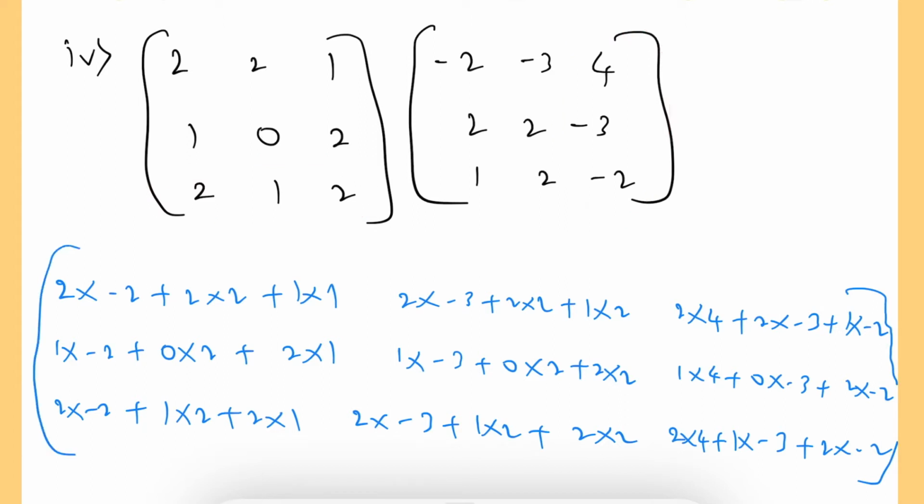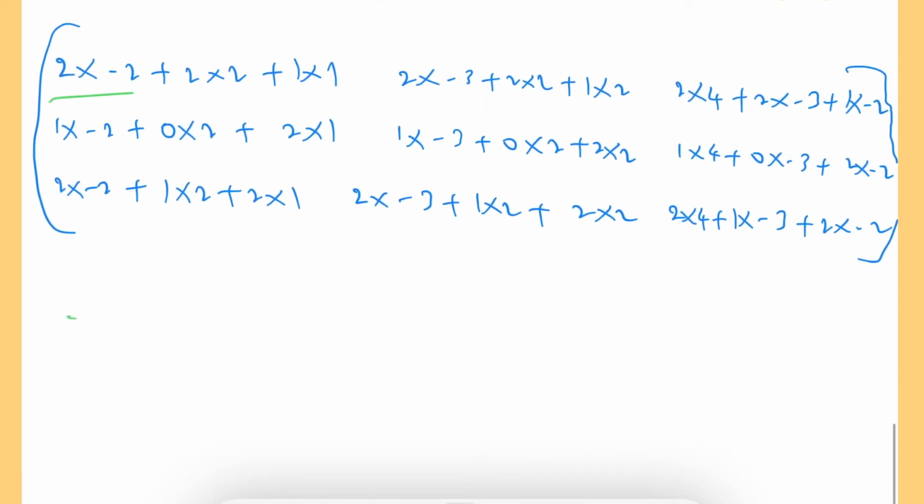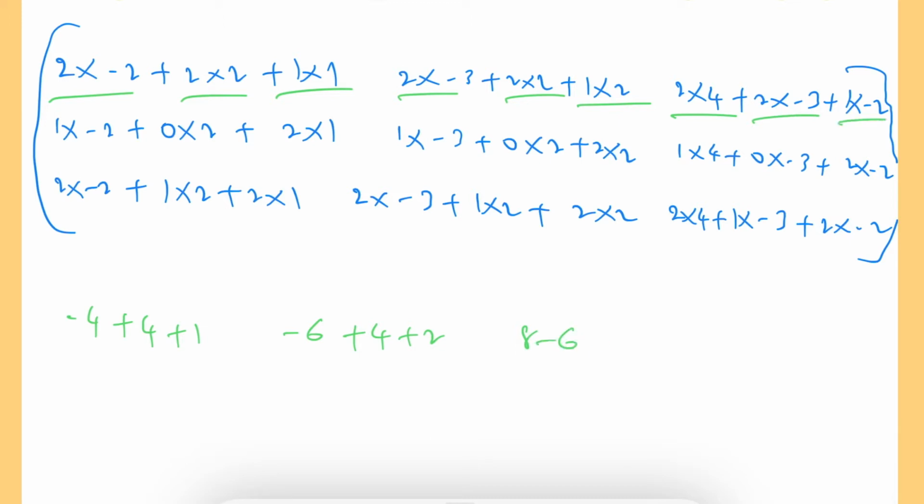Okay, now let us simplify this. Finally, we will get some answer. 2 into minus 2, minus 4; 2 into 2, 4; plus 1 into 1, 1. 2 into minus 3, minus 6; 2 2s are 4, 1 2s are 2, 2 4s are 8; 2 into minus 3, minus 6. I'll write it here. 1 into minus 2, minus 2; 0 into 2, 0; 2 1s are 2; 1 into minus 3, minus 3.